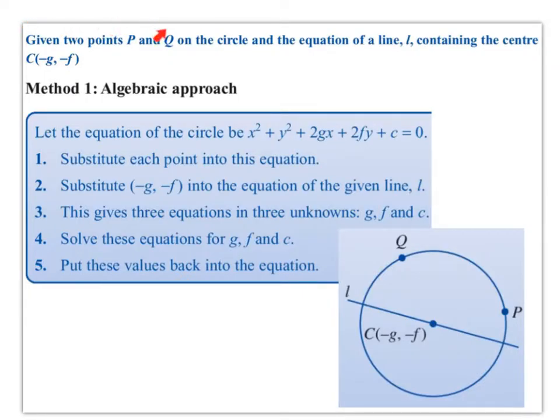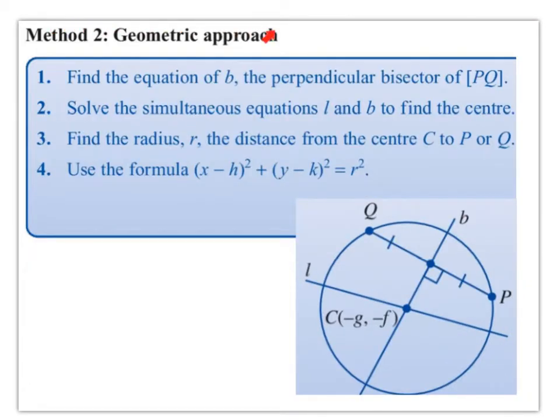Given 2 points P and Q on the circle and the equation of the line L containing the centre C, minus g, minus f. Method 1, algebraic approach. Let the equation of the circle be x squared plus y squared plus 2gx plus 2fy plus c is equal to 0. 1. Substitute each point into this equation. 2. Substitute minus g, minus f into the equation of the given line L. 3. This gives 3 equations and 3 unknowns g, f and c. 4. Solve these equations for g, f and c. 5. Put these values back into the equation. Method 2, geometric approach. 1.